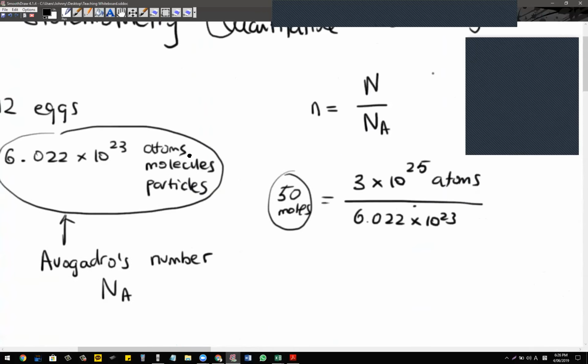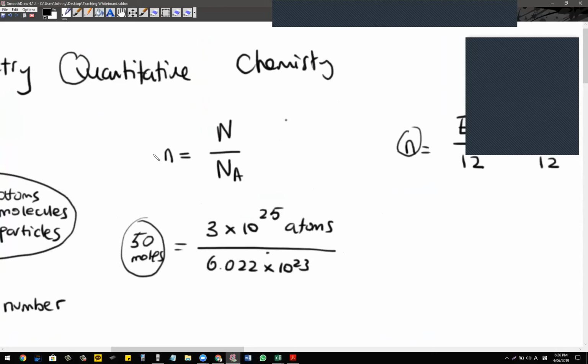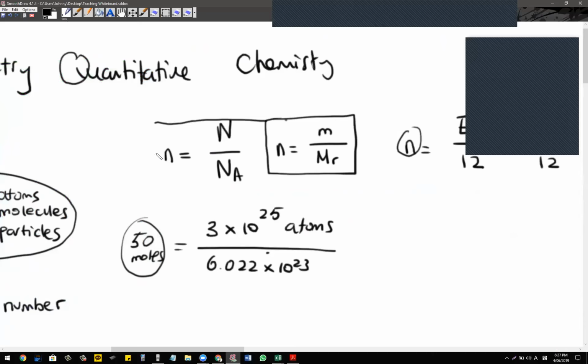Now, if we just go back to this formula, number of moles is equal to number divided by Avogadro's number. There is also another formula for the number of moles, and that is mass divided by molar mass. This is a much more used formula than this one here.